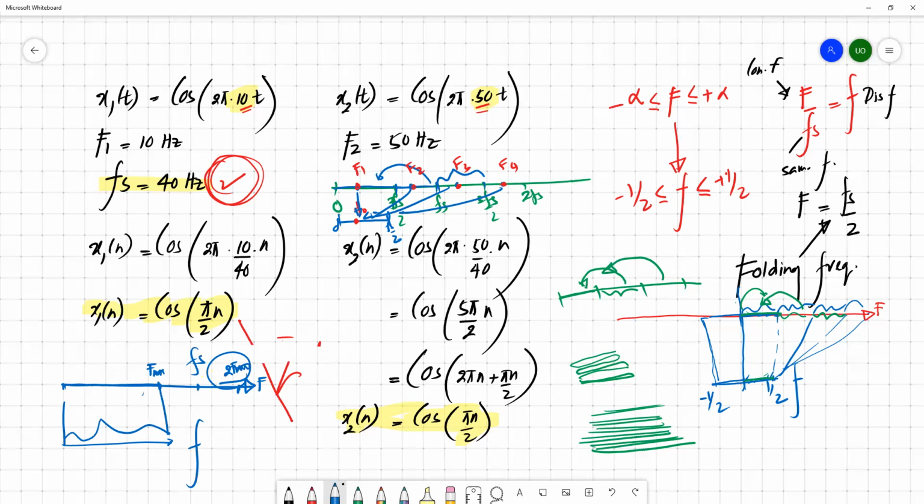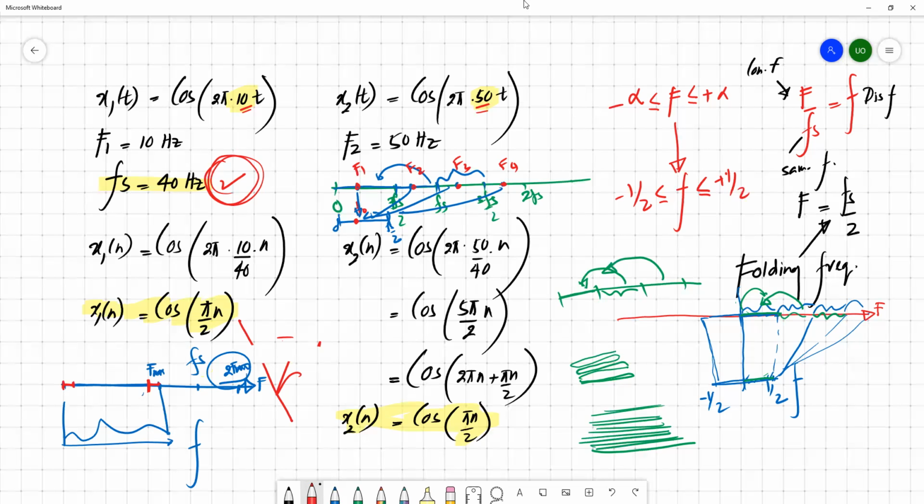If you select a sampling frequency somewhere around here, then the folding frequency becomes Fs over 2, and this block simply overlaps the frequency of this block. So that's why we select 2 times F max as the sampling frequency. Then we can guarantee that there won't be any overlapping frequencies in the continuous domain which basically generate the same discrete signal.